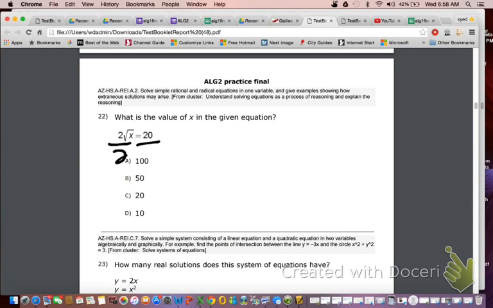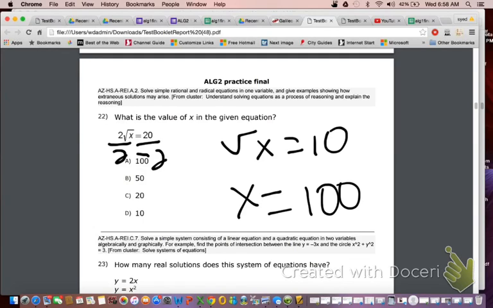Algebraically, you divide by 2. Root x equals 10. Square both sides. So how easy is that? So it's just that. Okay.